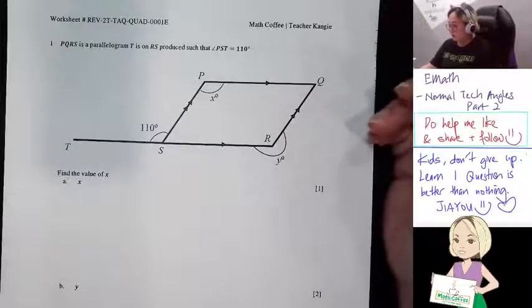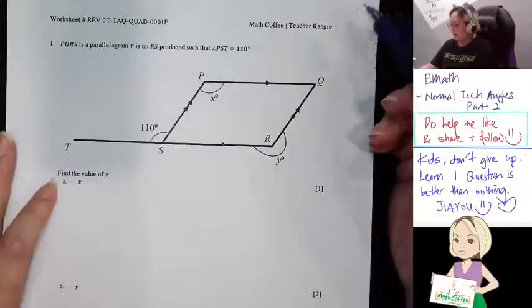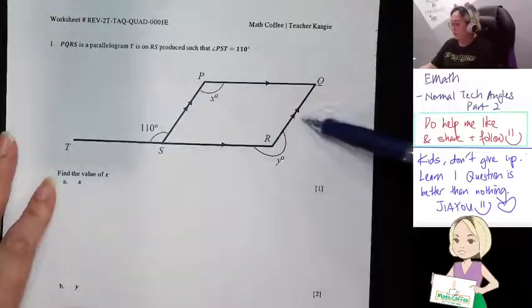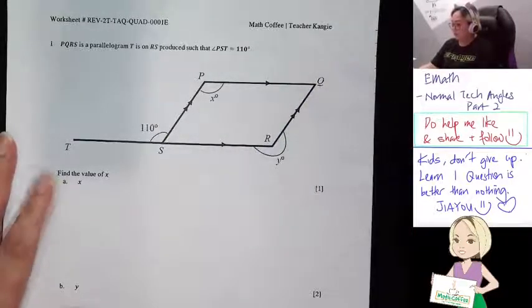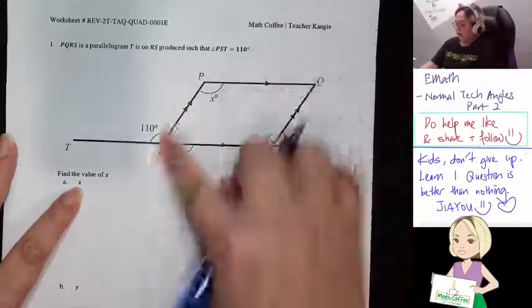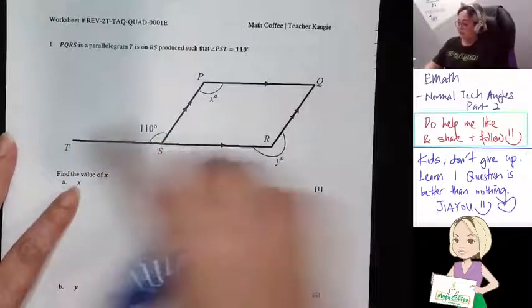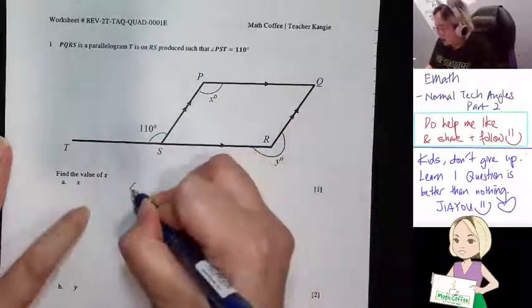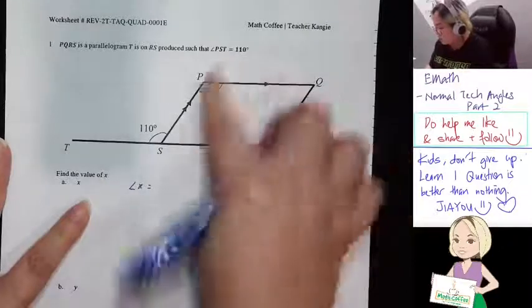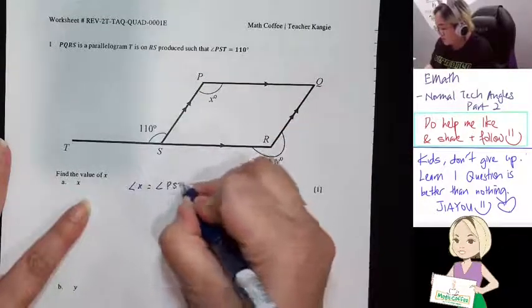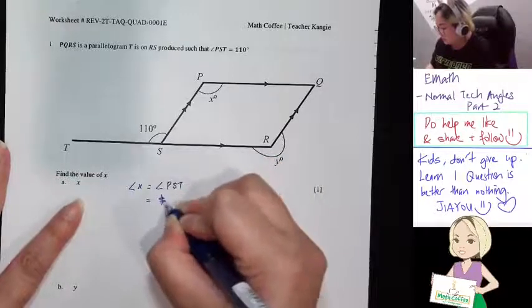Okay, let's continue. We need to find angle X. So this one is a parallelogram. They already put in the parallel lines for me. So 110, they also put in X. X is easy, it is just the Z. So you will say angle X is equal to angle PST, which is 110.